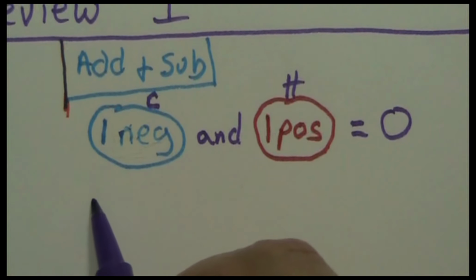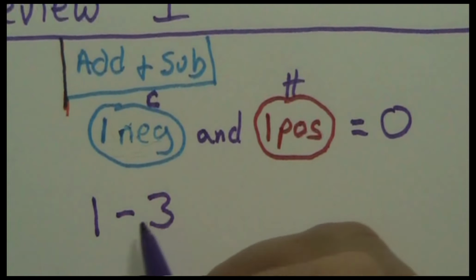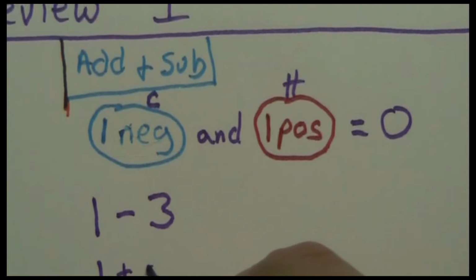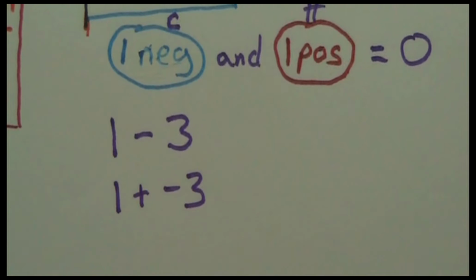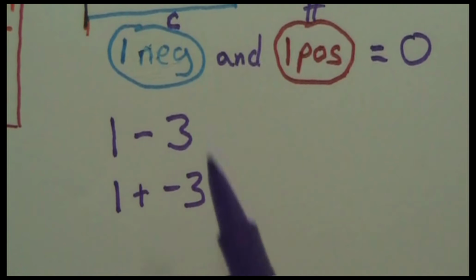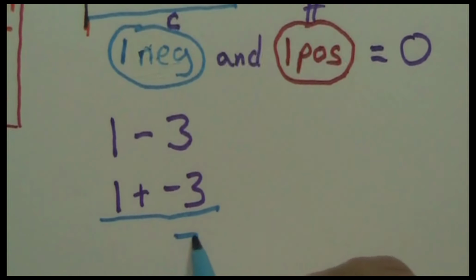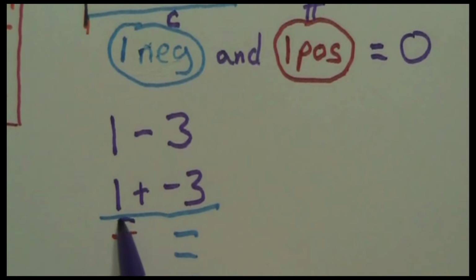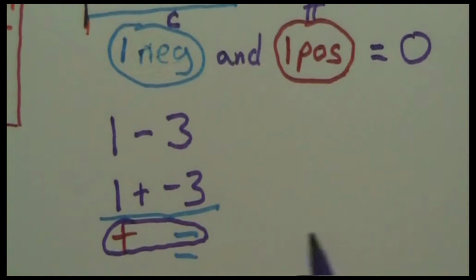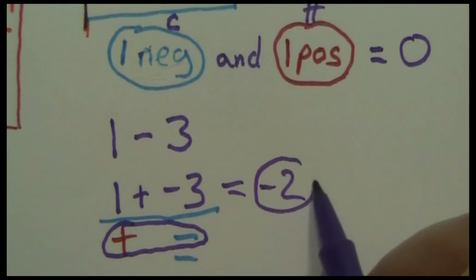Do a quick example. So if I have 1 minus 3, that's the same as 1 and negative 3. Right? That's the same thing. So notice you have 1 positive and 3 negatives. If I had 3 negatives and I have 1 positive, remember, 1 hot and 1 cold is 0. And so what do you have left? 2 negatives. The answer is negative 2.